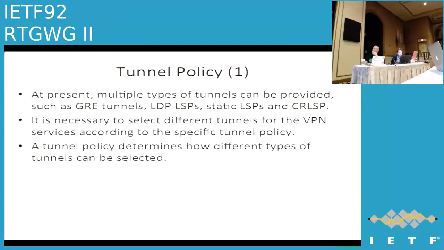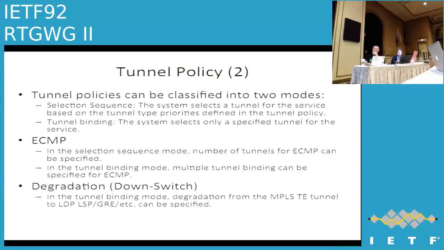Here we propose two modes for the tunnel policy. The first one is the random choice of the tunnels. This means there's no difference between the tunnels, but because this is a random selection, there's a priority for the tunnel to be selected. So here we define this as a selection sequence. In the tunnel policy we define the priority for the different tunnels that can be selected for the service. One type of tunnel with a higher priority is chosen first, and the tunnel with the lower priority is chosen last.